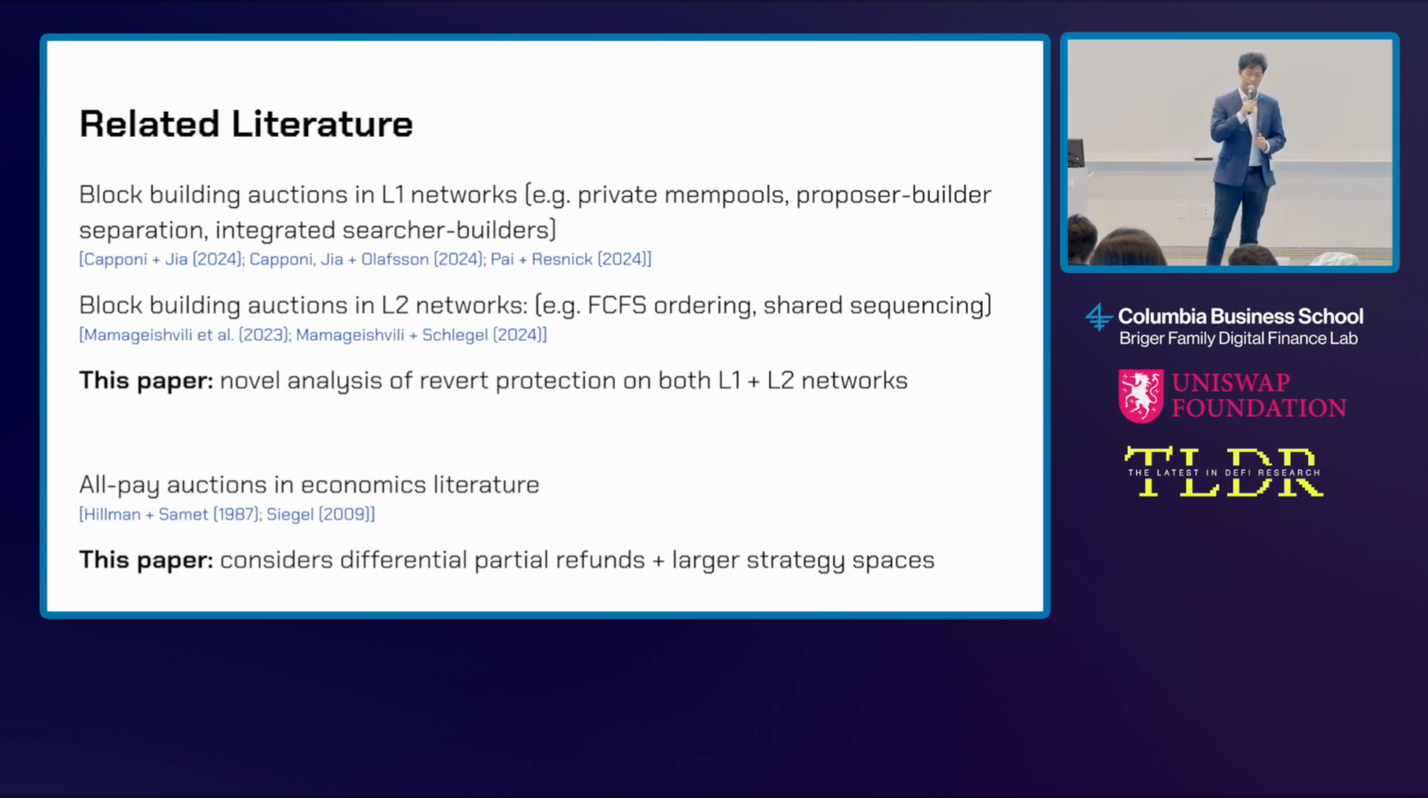The second part is that the model we use is basically a variant of an all-pay auction. This is an object studied frequently in the traditional economics literature. How our paper is different relative to this is that we consider differential partial refunds in our setting, refunds on the base gas fee and priority gas fee, as well as a larger set of strategy spaces for the users.